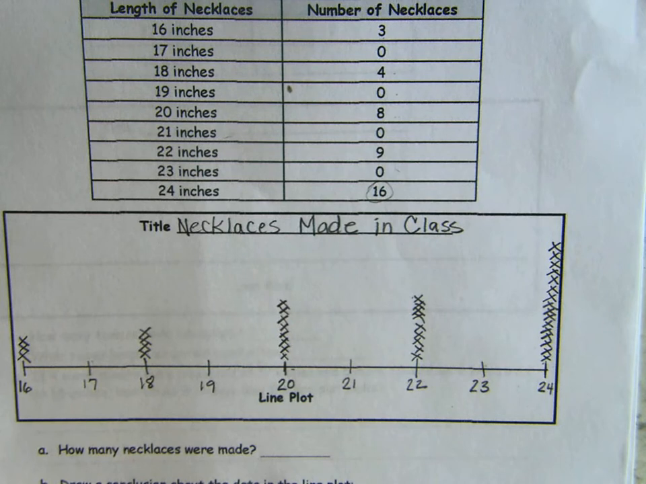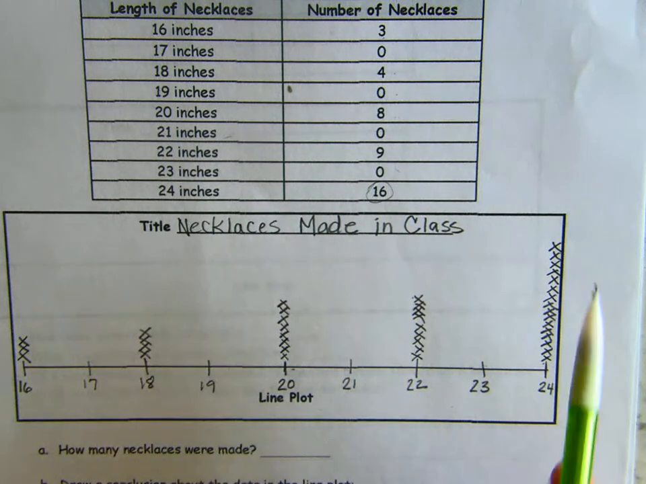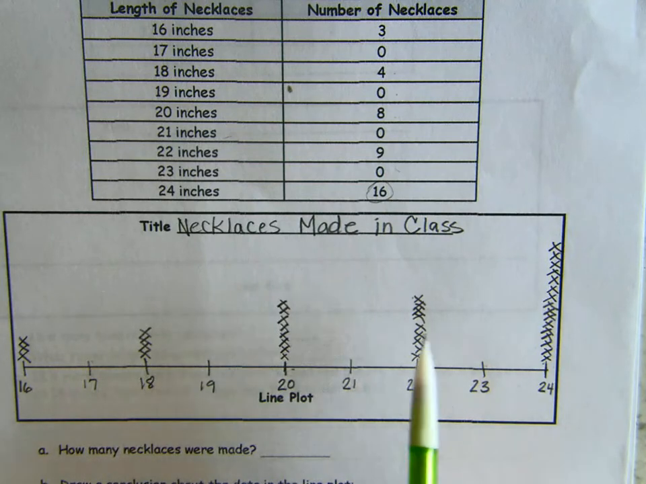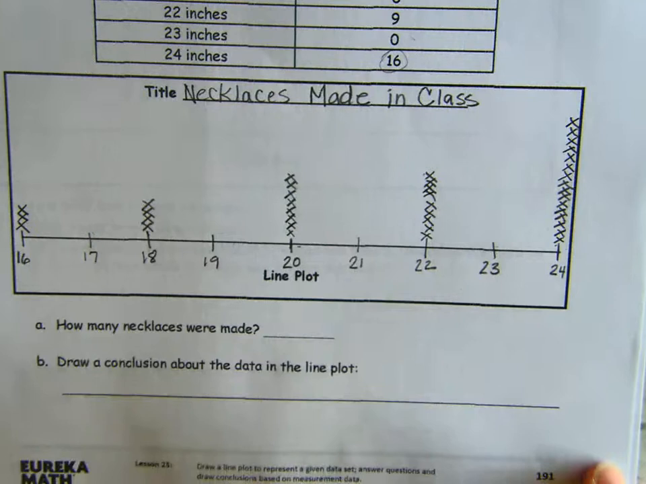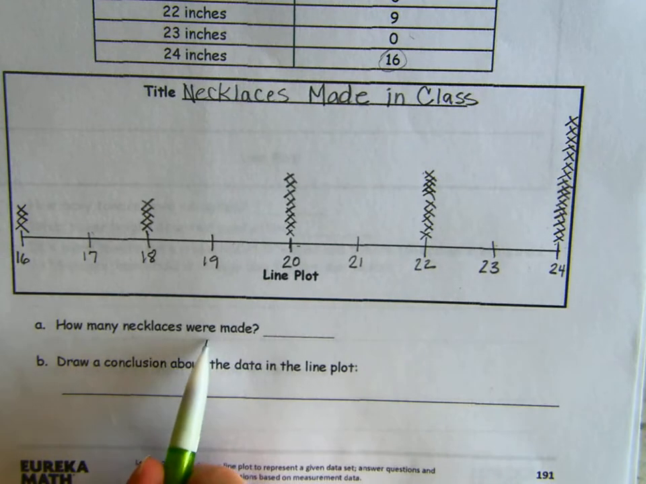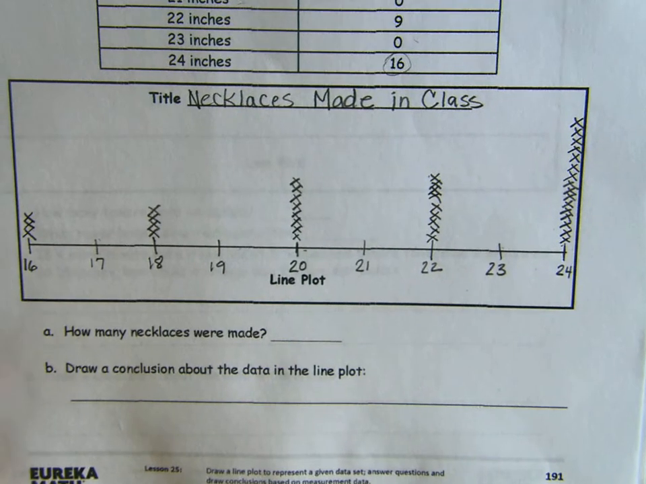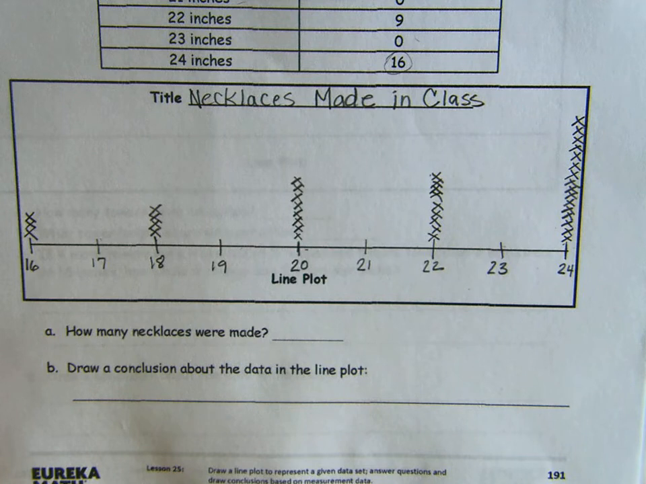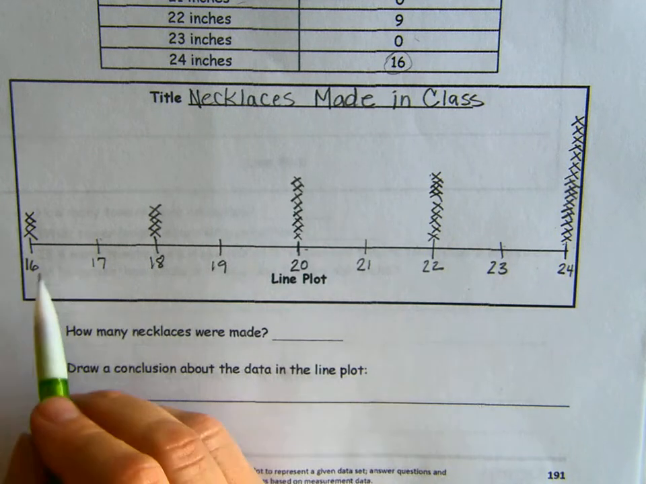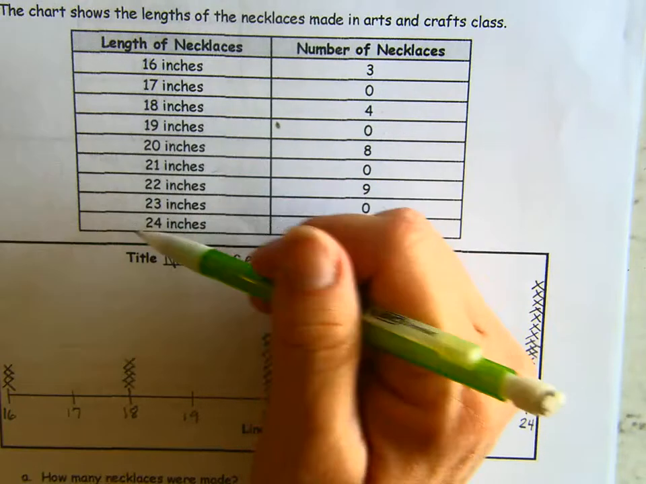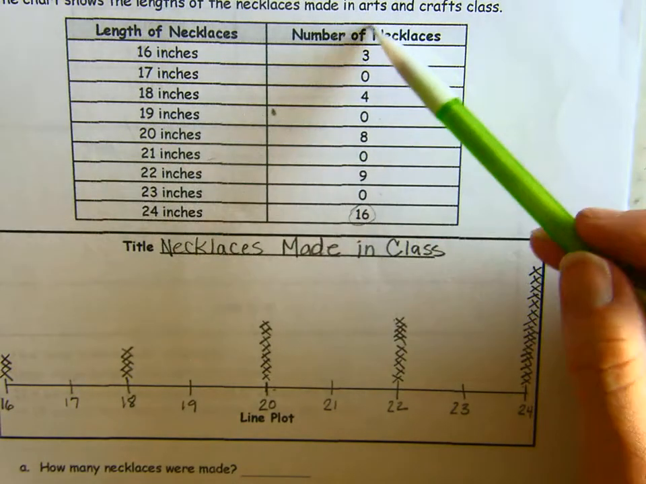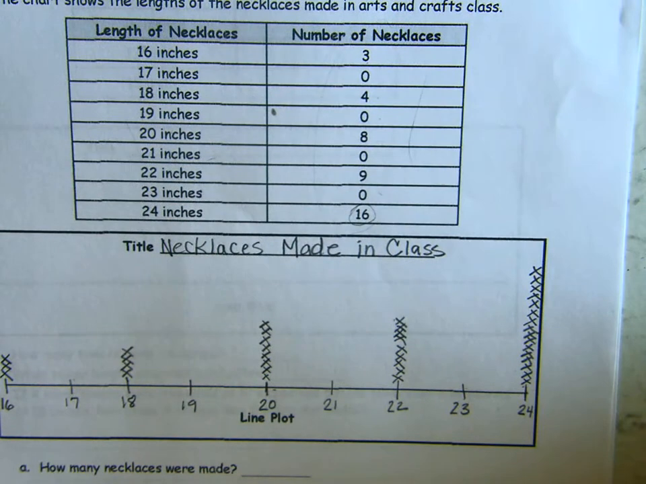Well, now this line plot does not have a peak in the middle, does it? What pattern do you see? Just gets steadily bigger, doesn't it? 3, and then 4, and then 8, and 9, and then 16. How many necklaces were made? Oh my goodness. How are we going to solve that? They're not asking us about lengths. They're not asking us about the measurements. They're asking us how many necklaces there were all together.